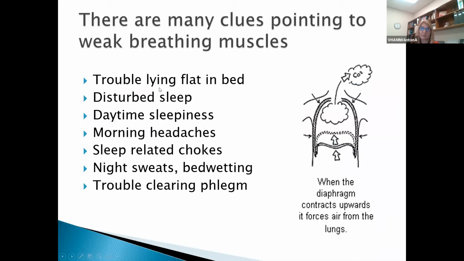And there are many clues that point to weak breathing muscles. The patients complain about inability to lay flat in bed. That's because they lost the diaphragm's mechanical advantage of gravity. There is evidence of disturbed, fragmented sleep. Sleep is unrefreshing. Patients complain of sleepiness during the day. They wake up with morning headaches or grogginess. They feel like they have trouble concentrating when they wake up, trouble clearing phlegm, choking at night. Night sweats and bedwetting can also be some of the complaints patients may have.